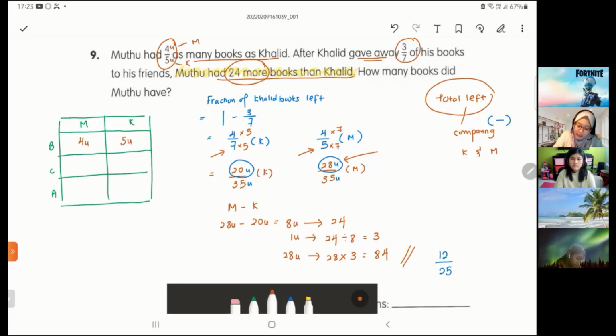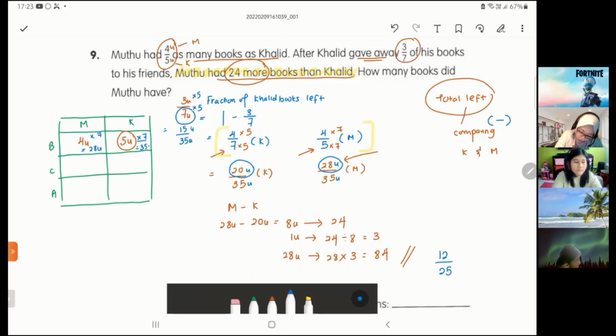After Khalid gave away 3 over 7. So now we look at Khalid, right? He gave away 3 out of 7. But just now Khalid is 5 units. Now I gave away 3 out of 7 units total. From here, I know that the total are not the same. So what do I do? I times 7. Here I times 5. Same, right? This is the same step as what I did here. So here I times 5 also equals 15 over 35. So here must also times 7, equals 28 units and 35 units.